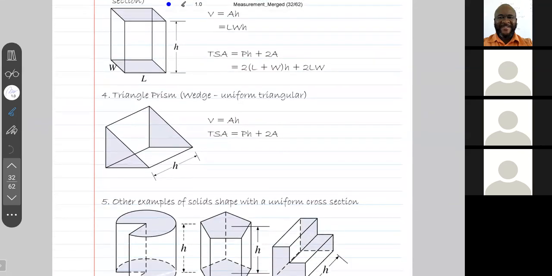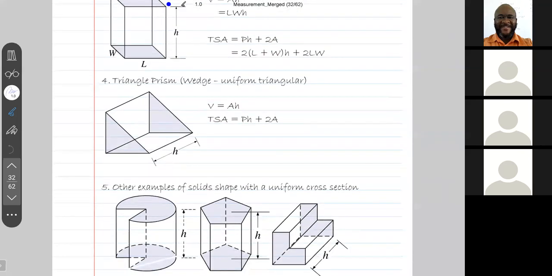Next is a triangular prism. Another name for the triangular prism is a wedge. So you have a triangle at both ends, and all 3 sides are rectangles. All right. The volume is equal to A times H, and the total surface area is PH plus 2A.